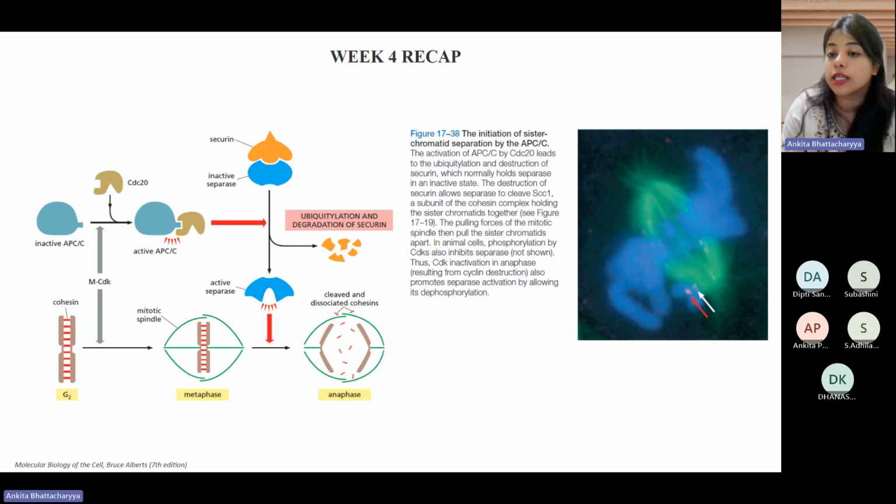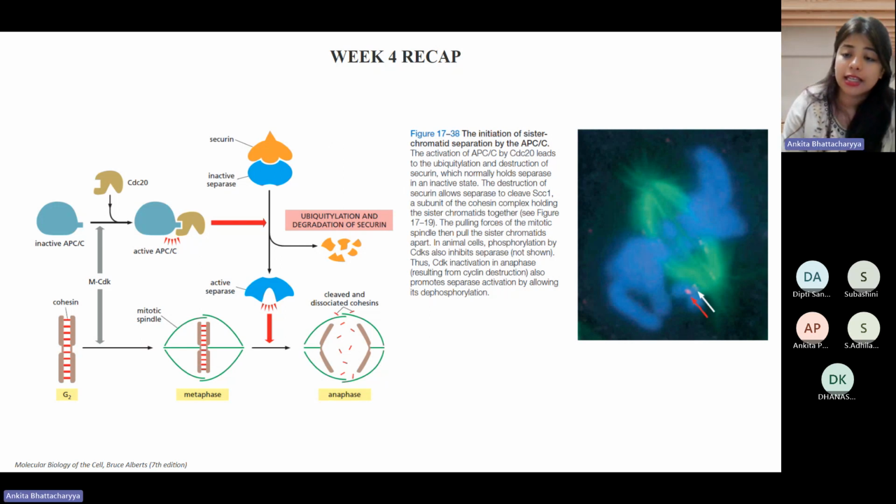You can see that it is not exactly aligned along the metaphase plate, and therefore no microtubule has been able to adhere to it. Whereas for all of the other chromosomes, which are represented in blue, you can see that they have attached to individual microtubules and therefore they are not giving out any negative signals.